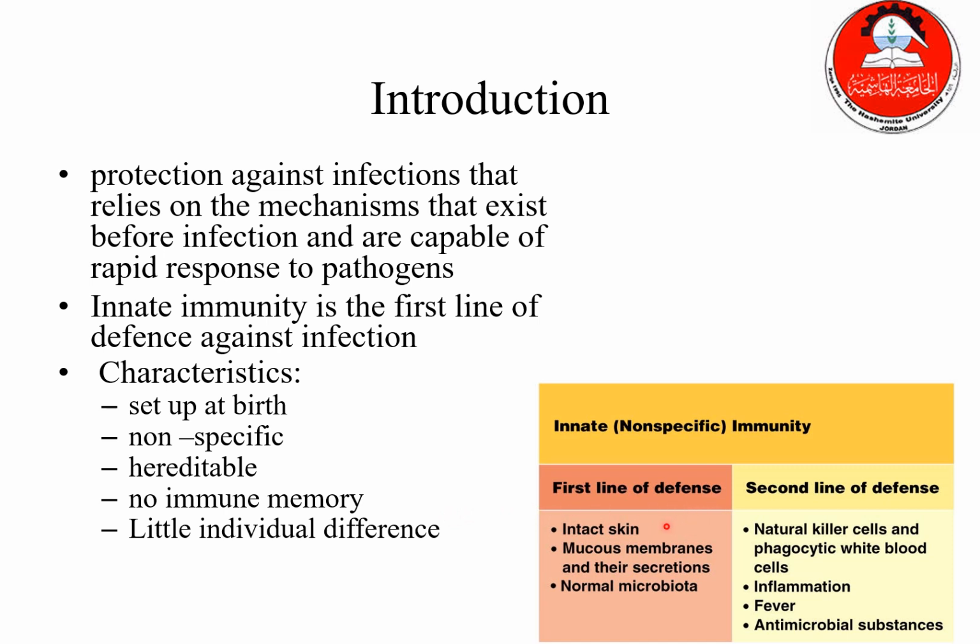First line of defense, we have the intact skin, we have the mucous membrane and the secretions, and also we have the normal microbiota. Second line of defense, we have the immune cells such as the natural killer cells and the phagocytic white blood cells. Also, we have inflammation, fever, and antimicrobial substances. And we're going to talk in some detail about these different aspects of the innate immune system in the next slide.